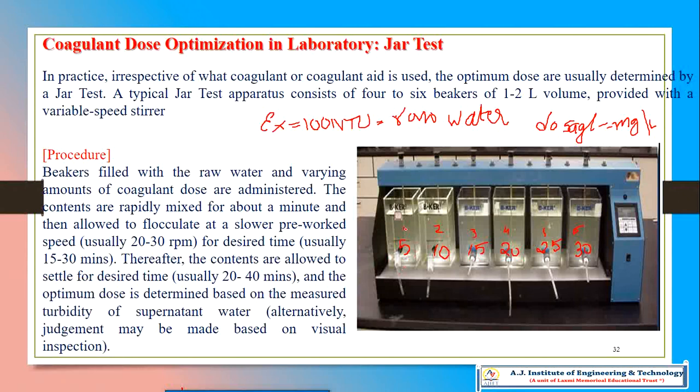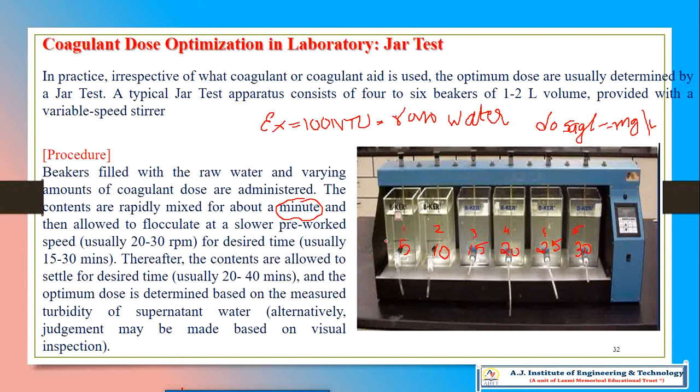Now I added 5 milligram per liter here, 10 here, 15 here, 20 here, 25 here, 30 here. Now what I will do is go for rapid mixing for 1 minute. I am going to the maximum speed of this instrument, 100 to 200 RPM, for 1 minute. I am going to give rapid mixing at 100 to 200 RPM so that all the alum you added, 5, 10, 15 and so on, is distributed.